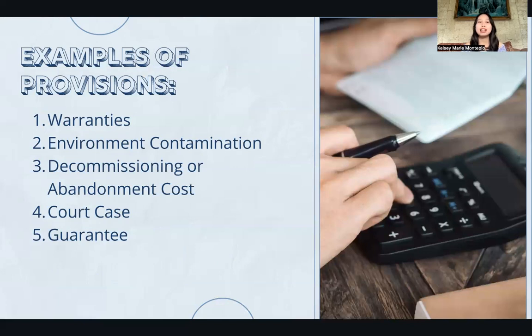We have here the examples of provisions, which are five. Number 1, warranties. Number 2, environmental contamination. Number 3, decommissioning or abandonment cost. Number 4, court case. And lastly, number 5 is the guarantee.